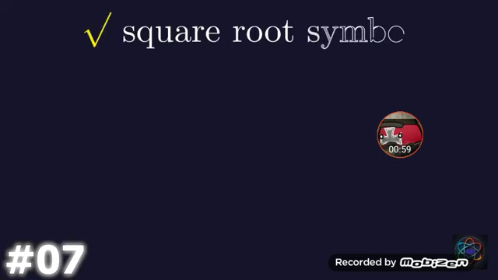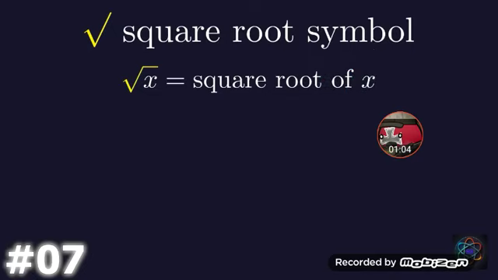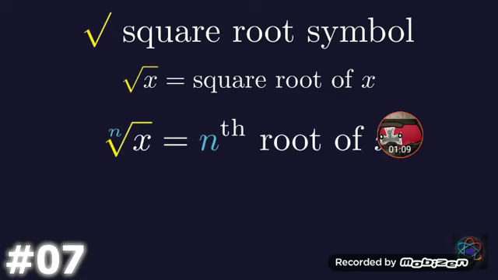The root symbol denotes the square root of a number with an integer greater than 2. That's a square root. It looks like a fucking check mark. As left superscript, it can denote the nth root of a number.